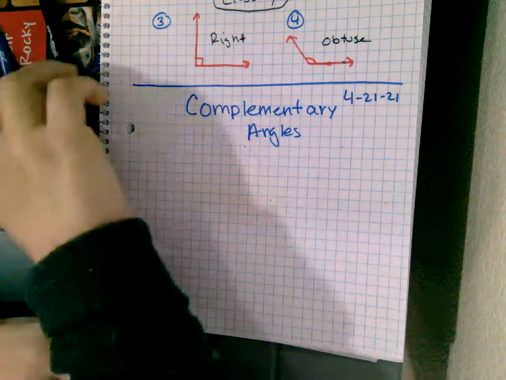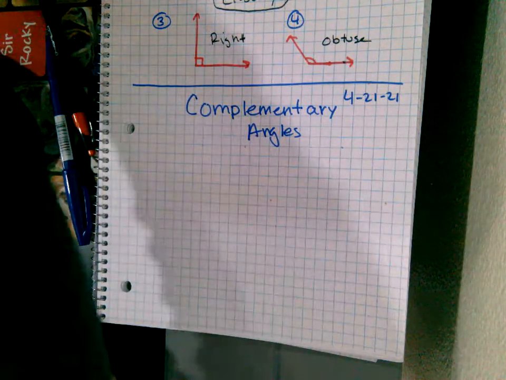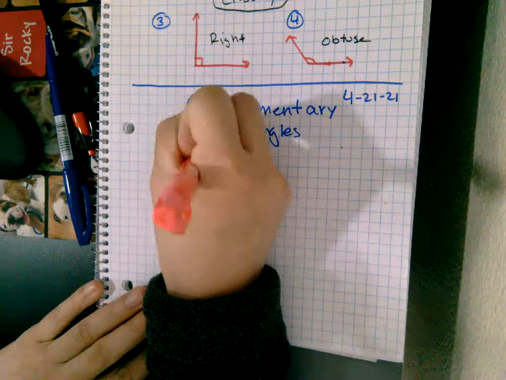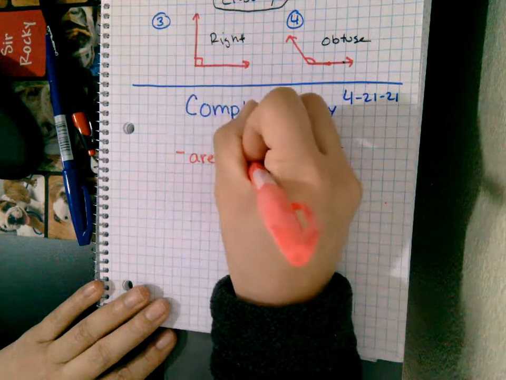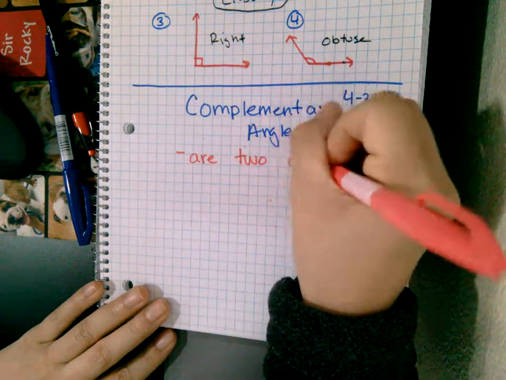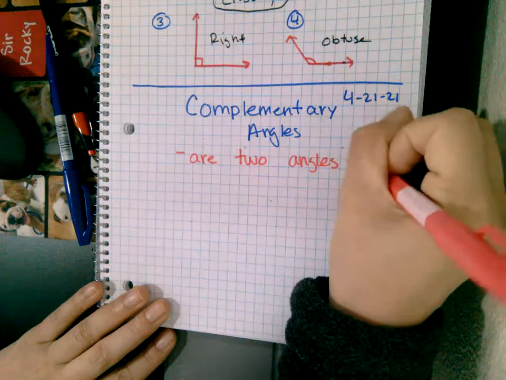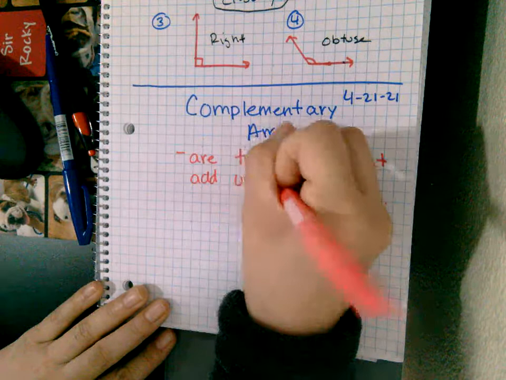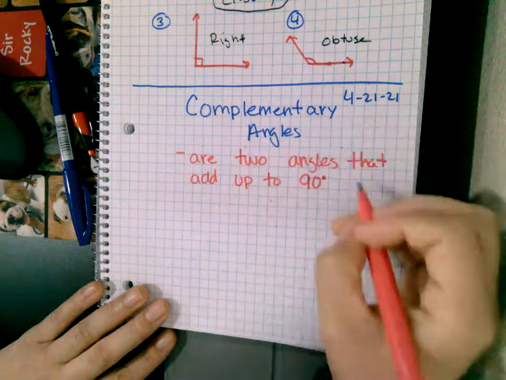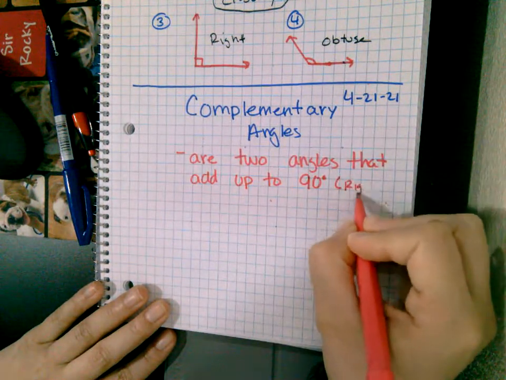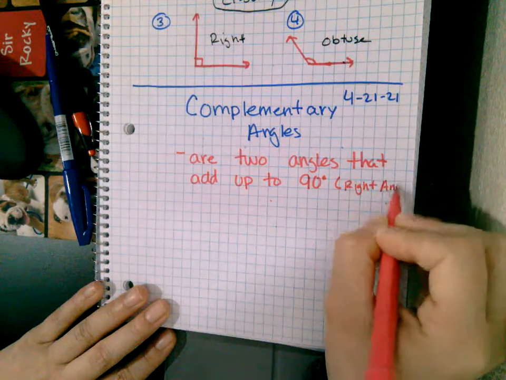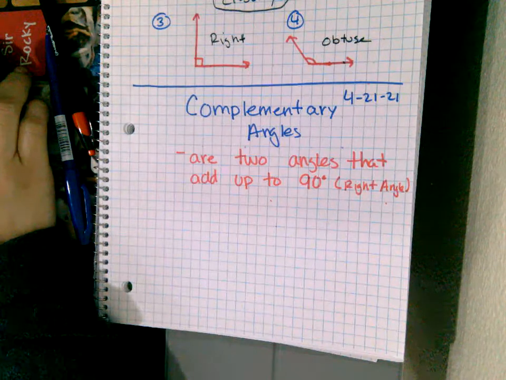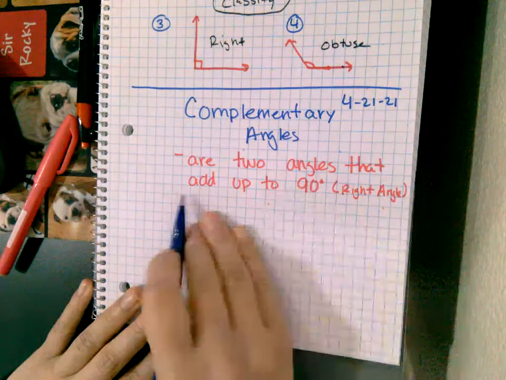All right, so let's write this down right now. We'll worry about other things later. Complementary angles are two angles that add up to 90 degrees, meaning a right angle. Okay, so complementary angles are two angles that add up to 90 degrees.